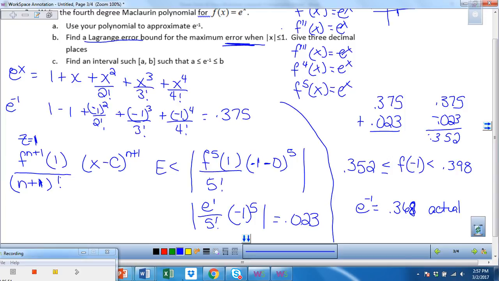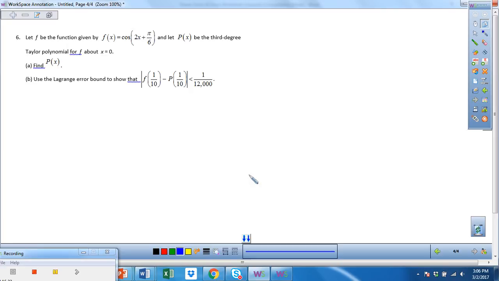Okay? All right, last problem. I have not done this problem yet, so be careful with me as I walk through it. All right, so the first thing I have to do is to write a Taylor series for cosine of 2x plus pi over 6. And it's centered at x equals 0.